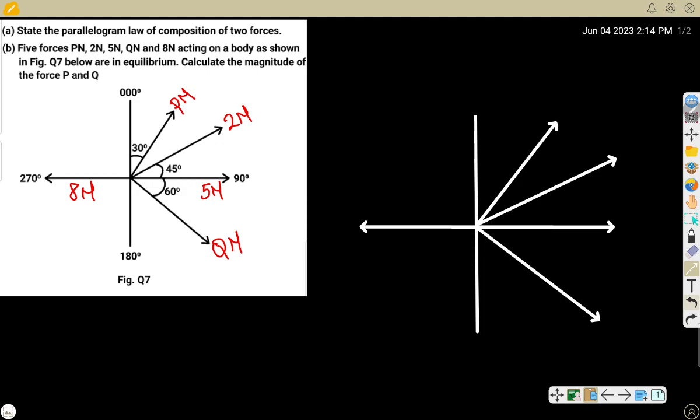So now this is 0 degree, this is 180 degree, this is 30 degree, 45 degree, 270 degree, 90 degree.